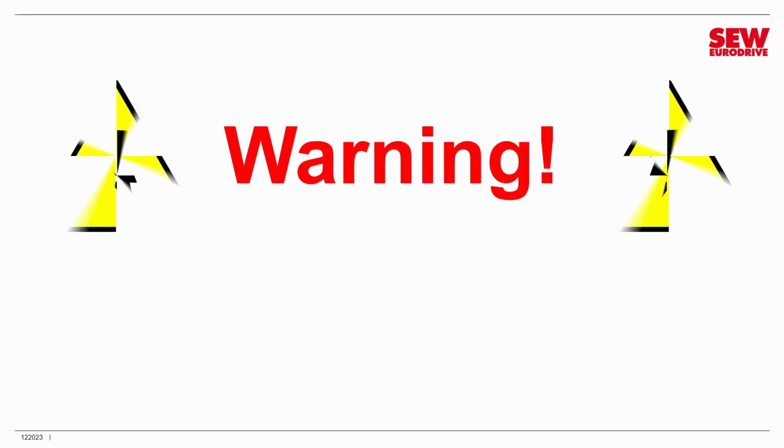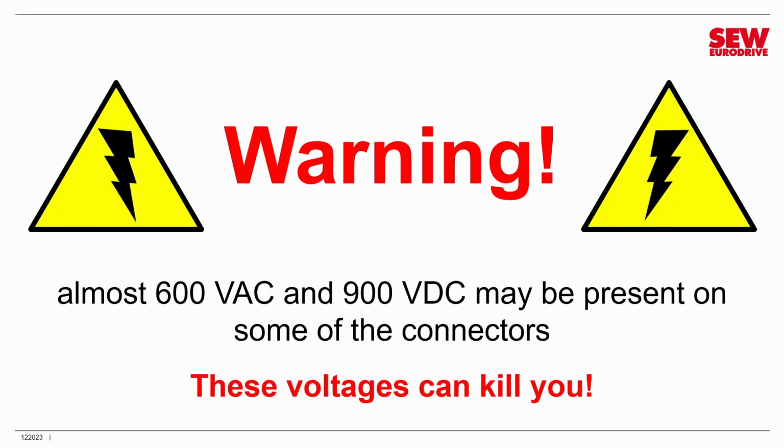And then an obligatory warning, the equipment we're working with is definitely not a toy. These are serious industrial devices. Almost 600 volts AC and 900 volts DC may be present on some of the connectors. These voltages have a lot of current behind them, and they very definitely can injure or kill you. So take normal electrical precautions when working with these voltages, and everything should be just fine. I do encourage you, if you're putting your own demo unit together, to have a big red switch that lets you kill the power very quickly. That's just good common electrical sense.